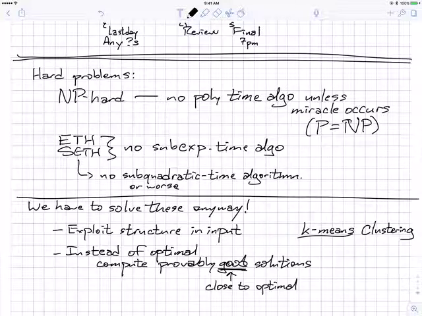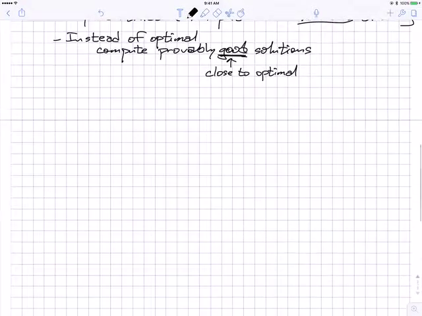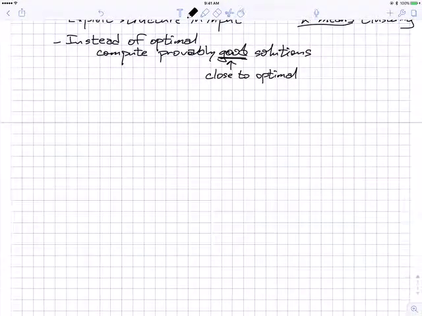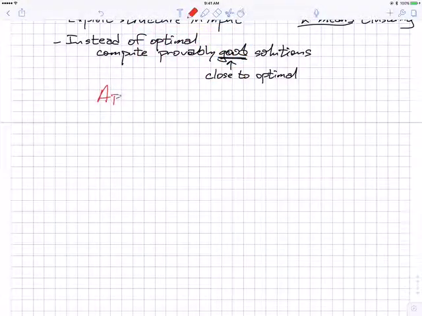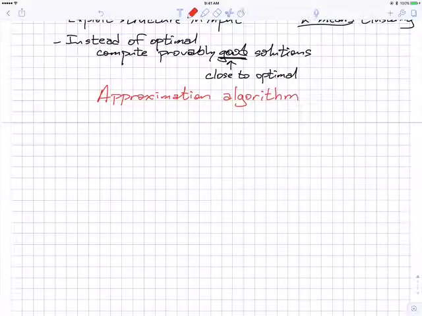So before I talk about, in more generality what good means, let me just say what these are called: approximation algorithms. The idea is that I want to compute a solution that provably approximates the optimal solution within some error tolerance. Okay. So I'm going to start with an example from scheduling.